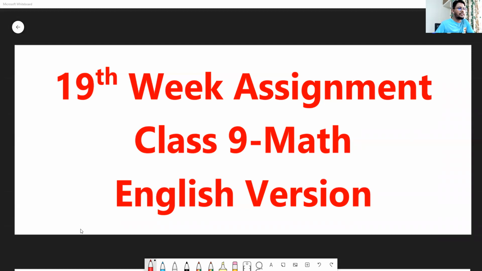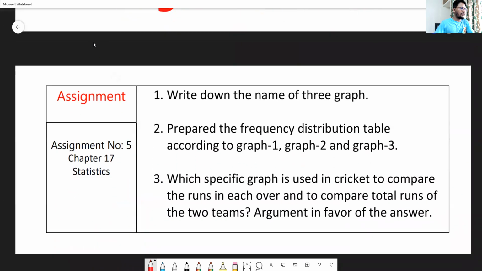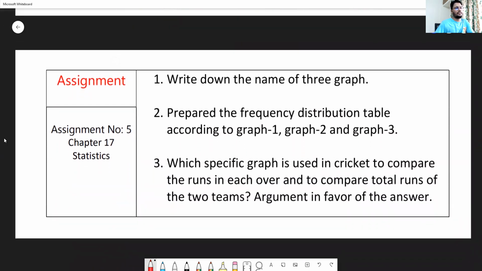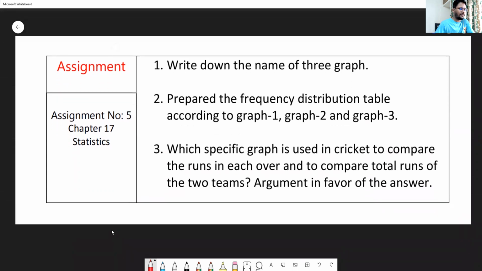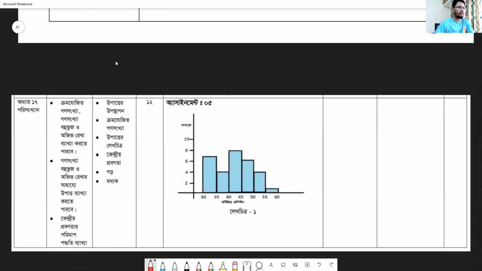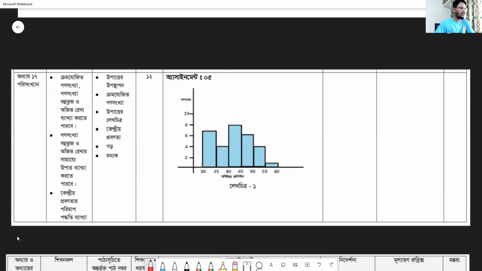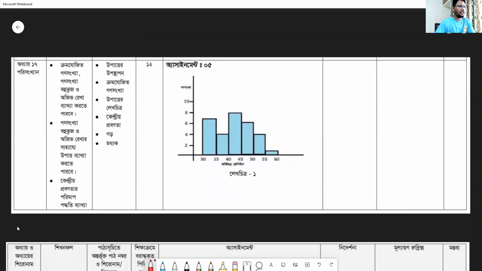This is the 19-week math assignment for the English version students. Here there are a total of 3 questions, related to the graph. First question: write down the name of the graph. Second question: make the frequency distribution table of the 3 graphs. For the first few minutes we will discuss the graphs, then inshallah we will try to answer properly.